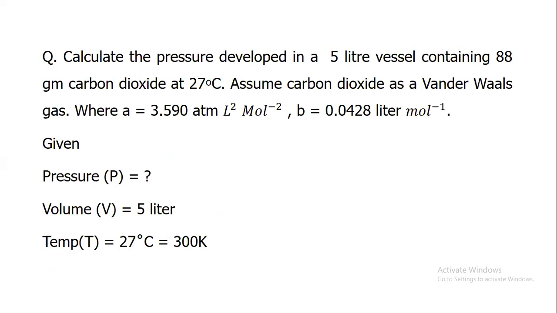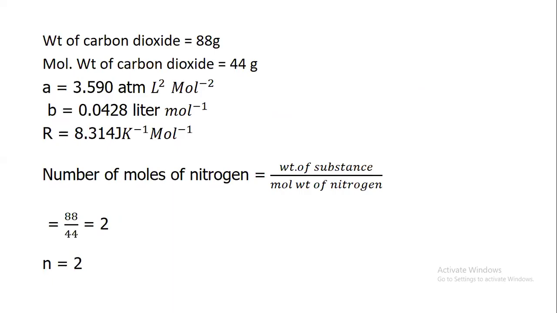Assume carbon dioxide is a van der Waals gas where A equal to 3.590 atmosphere liter square per mole square, B 0.0428 liter per mole. Given pressure what? Volume 5 liter, temperature 27 degrees Celsius, that is 300 Kelvin. Weight of carbon dioxide 88 gram, molecular weight of carbon dioxide 44 gram, A 3.590 atm liter square per mole square, B 0.0428 liter per mole, R 8.314 joule per Kelvin per mole.